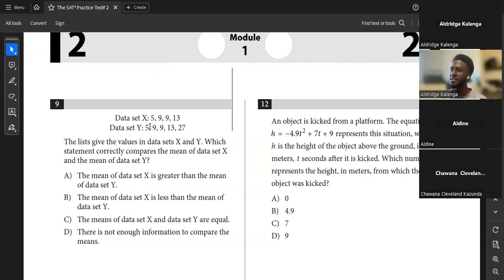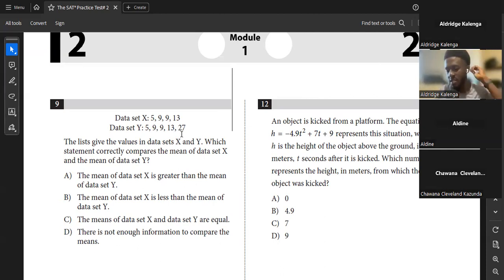So that's 36 divided by, we've got 4 numbers there, right? So 36 divided by 4, which is 9. But then on the second one, data set Y, we've got 5 plus 9 plus 9 plus 13, which is 36. So to 36, we're going to add 27, right? 36 plus 27 is 63. Okay, and then we're going to divide that by 5.